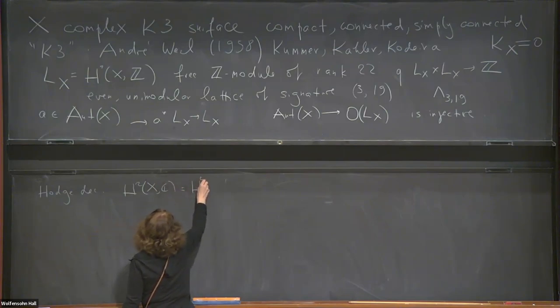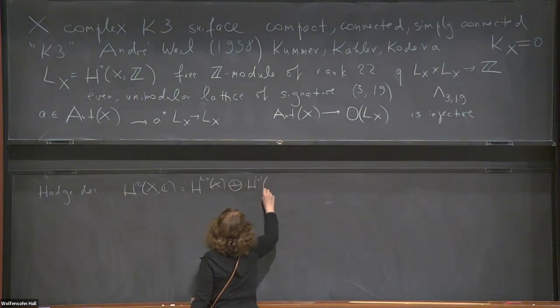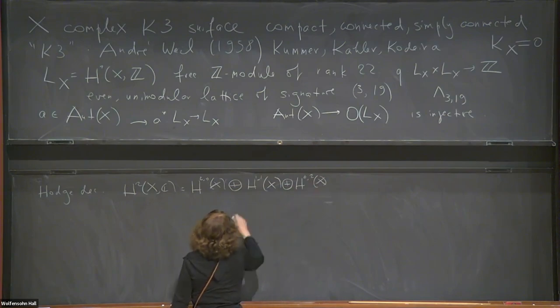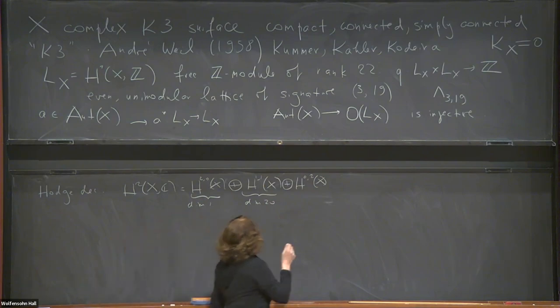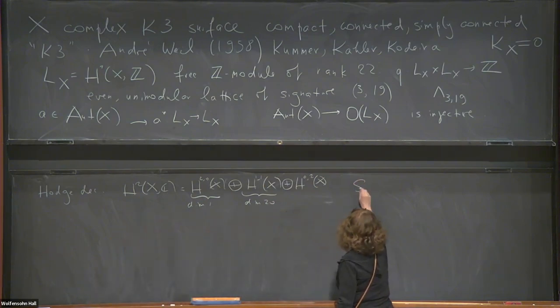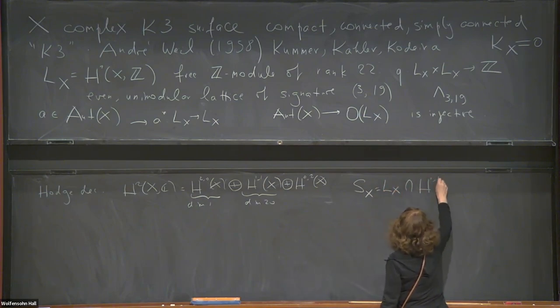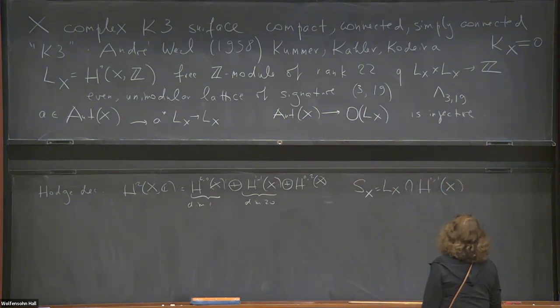H^20 plus H^11 H^02. So this one is 20 dimensional, these are one dimensional. Okay, and then we obtain another lattice denoted by S_X, taking the intersection of L_X with the H^11 that I just defined here.